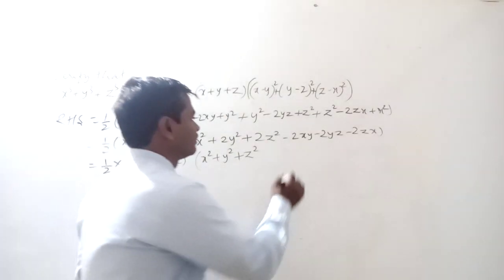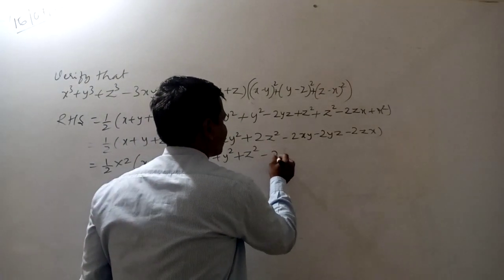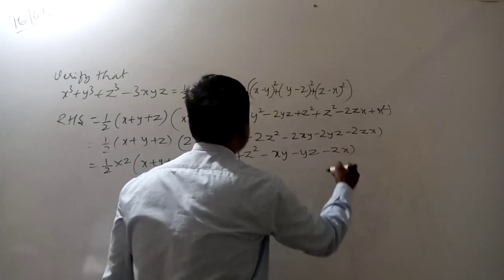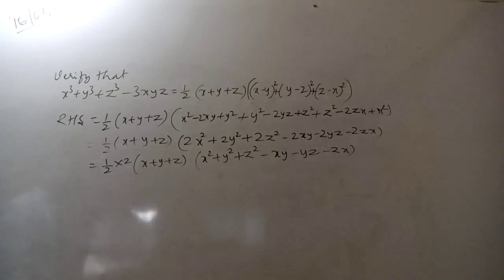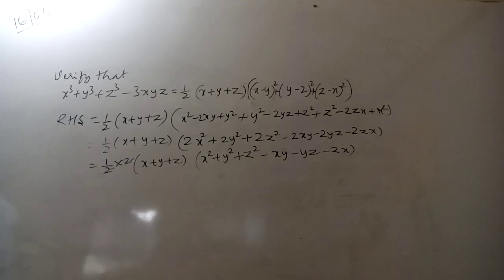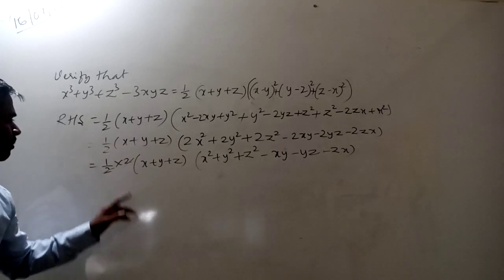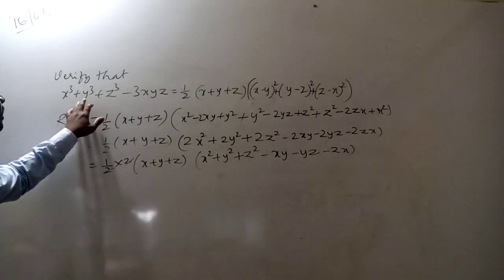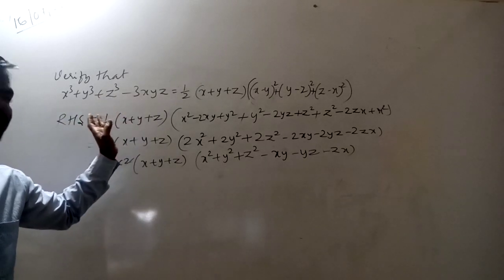This will be minus xy minus yz minus zx. That is equal to, the 2 gets cancelled away. Now what is remaining? x square plus y square plus z square minus xy minus yz minus zx. Now apply this formula, the previous formula, 1 by 2 into k. This previous formula we should use now.